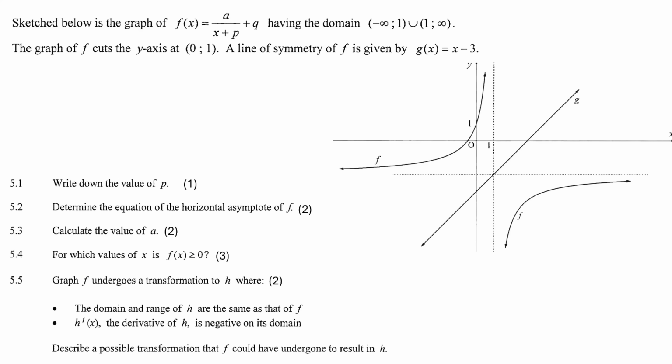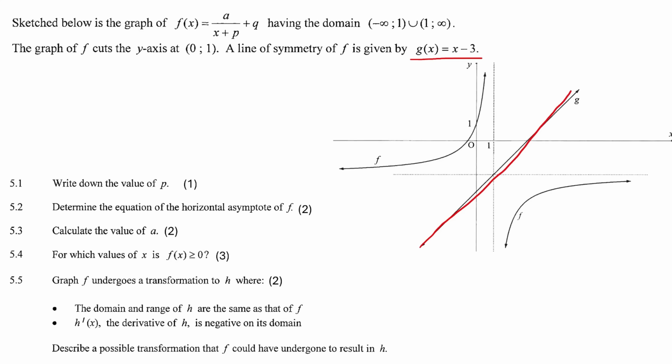Sketched below is the graph of f. Okay, so that is a hyperbola, which has the domain from -infinity to 1 and from 1 to infinity. That's actually a nice little clue over there, but we'll talk about that just now. And the graph of f cuts the y-axis at (0, 1), which we can see over there, and a line of symmetry is given by that equation over there. So this is the symmetry line.